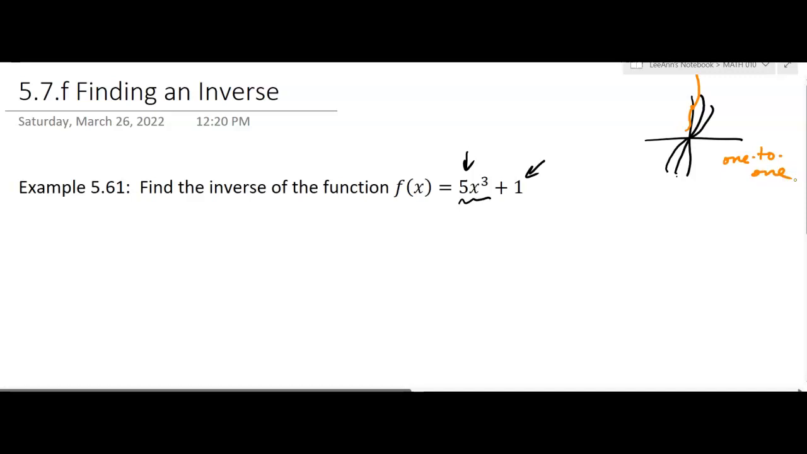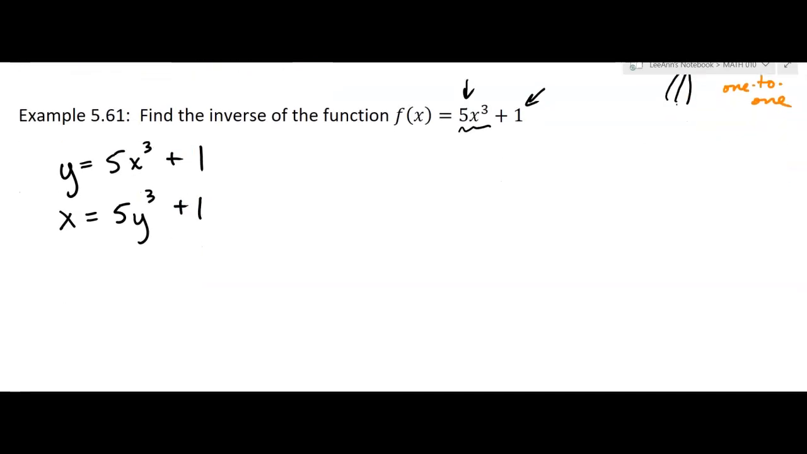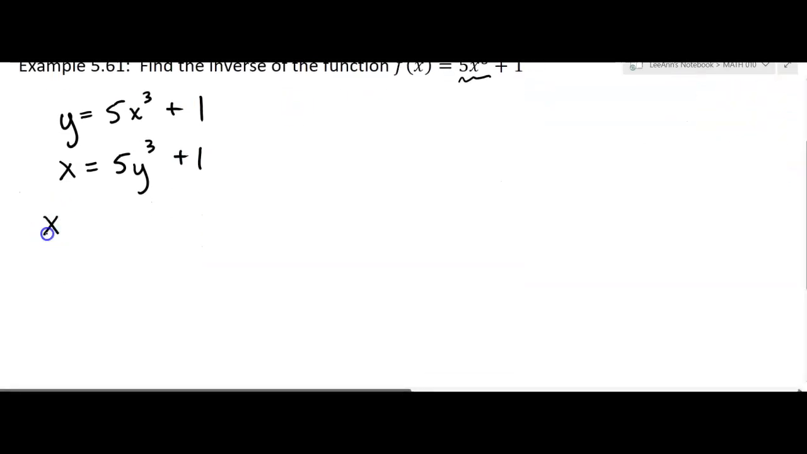Okay, so we're going to be able to find the inverse, and we're going to follow the steps for finding an inverse. So let's write it as y equals 5x cubed plus 1. Switch x and y. And then we're going to solve for y. So the way we want to solve for y is subtract the 1, and then you'll need to divide by the 5 first. So you have x minus 1 over 5 equals y cubed.